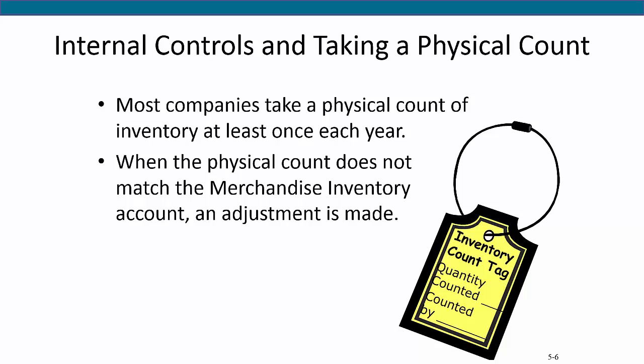The physical count may not match our records due to spoilage, breakage, damage, obsolescence, and theft. So when a discrepancy between the physical count and our own records exists, it's brought to the attention of management, we research it, and an adjustment is made to correct our records. We discussed the adjustment required in Chapter 4. This physical count is used to adjust the inventory account balance to the actual inventory available.